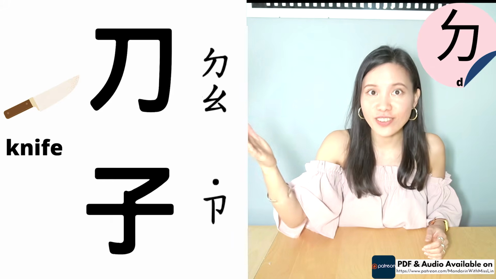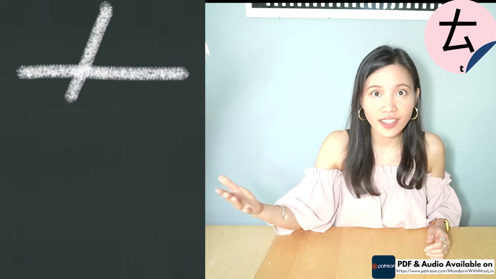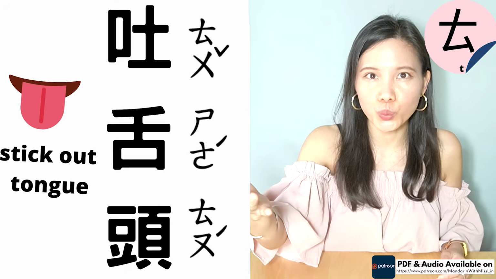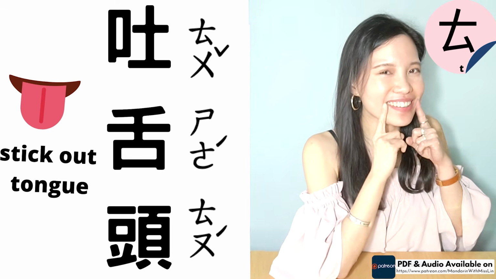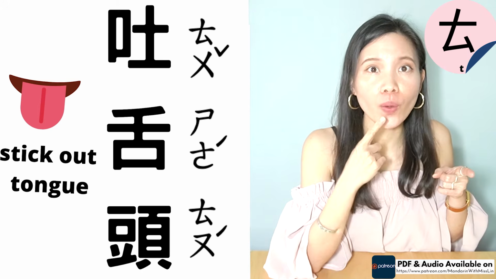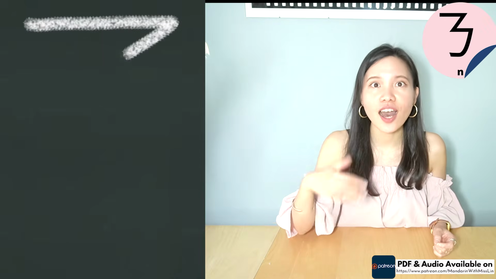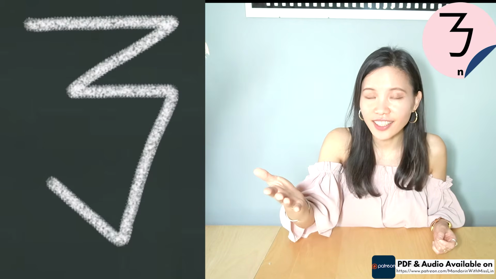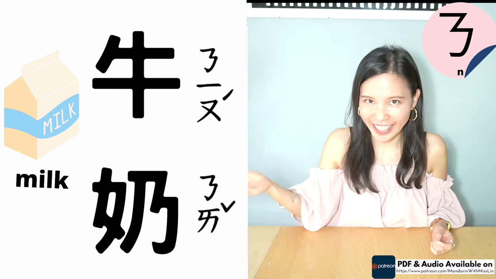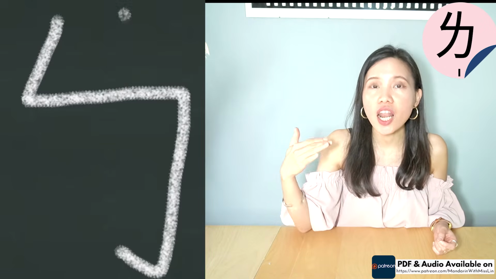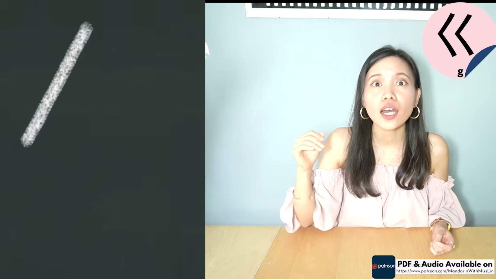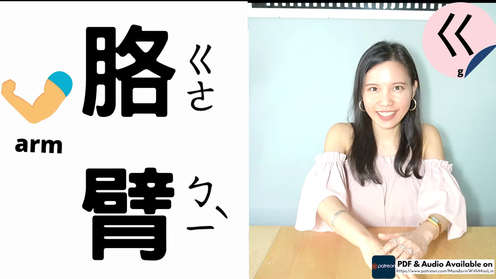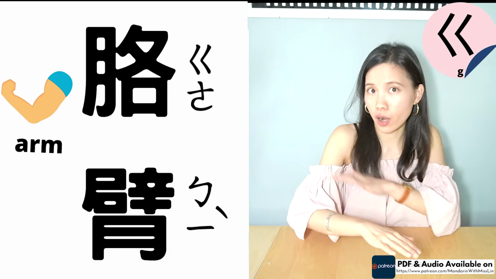刀子，刀子。T, t, t, t. 吐舌头，吐舌头。吐 is to stick out. 舌头，吐舌头。呢，呢，呢。牛奶，牛奶。了，了，了。楼梯，楼梯。歌，歌，歌。戈壁，戈壁。戈壁 is a formal way to call arm, okay?